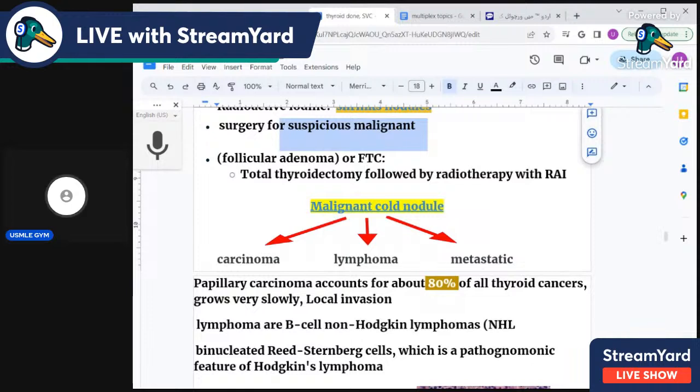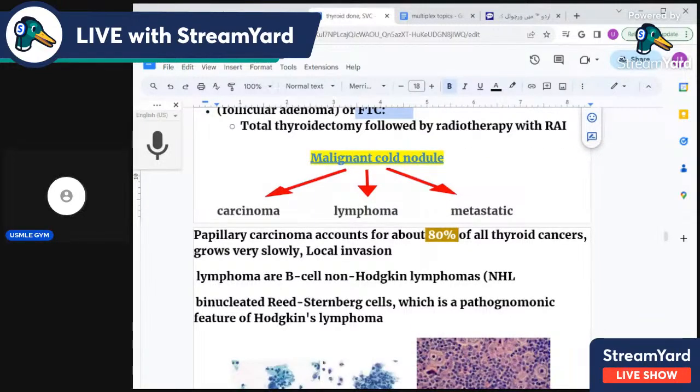And follicular adenoma or follicular thyroid cancer: total thyroidectomy followed by radiotherapy with radioactive iodine. Right? Thyroidectomy followed by radiotherapy with radioactive iodine for the solitary malignant thyroid nodule. The malignant cold nodules may be a carcinoma, a lymphoma, or a metastatic.